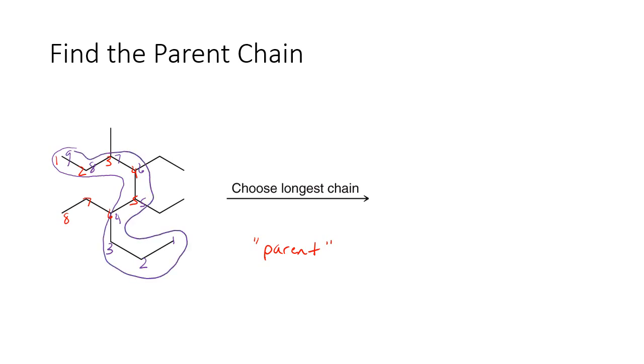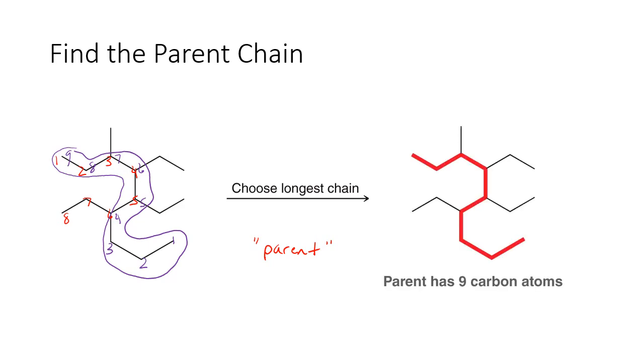Now don't worry about what side I started numbering 1 versus numbering 9 from. We'll learn that in a minute, but right now we're just trying to find the longest continuous chain, and you can have kinks and turns and bends. So sometimes you just have to try writing out the numbers and finding it. In that case, that would be our parent carbon chain with 9 carbon atoms. And those 9 carbon atoms will have a prefix and a suffix that we use to name them.